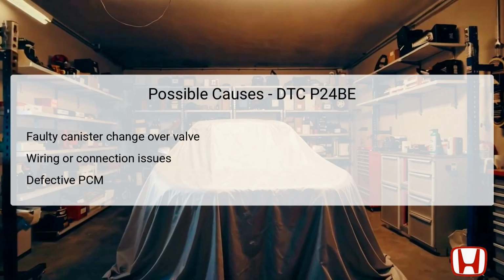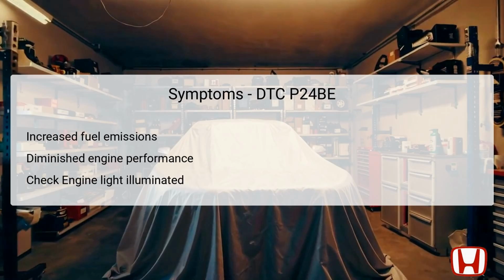To accurately diagnose the root cause of the issue, a comprehensive inspection of these components and their related circuits is necessary. Evaluating each potential cause, beginning with the most straightforward checks, allows for effective identification and resolution of the DTC P24BE issue. The DTC P24BE may manifest in several symptoms that affect vehicle operation.